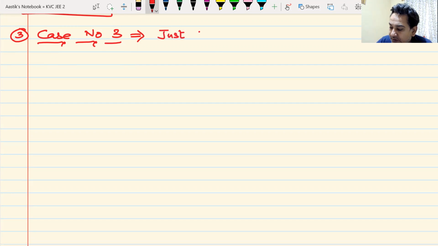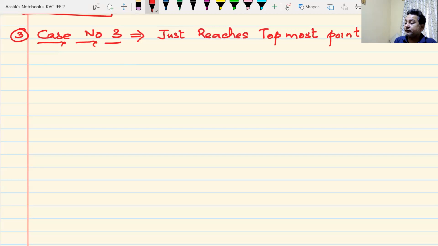It just reaches which point? C, sir. Just reaches the topmost point C. That is my case number 3. Now, what should be the conditions? What would be the conditions to reach point C? What should be the first condition to reach point C?